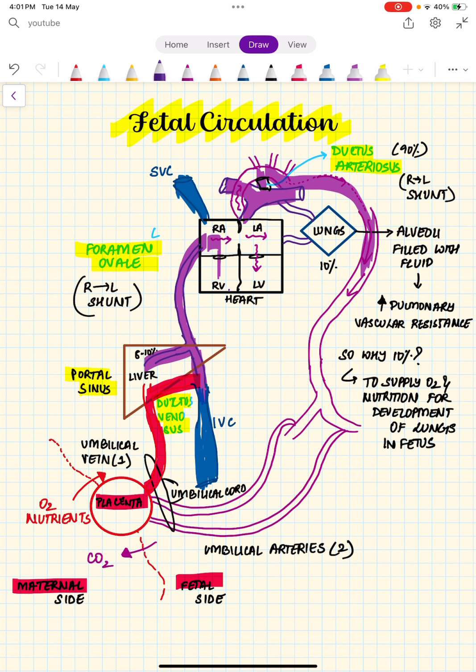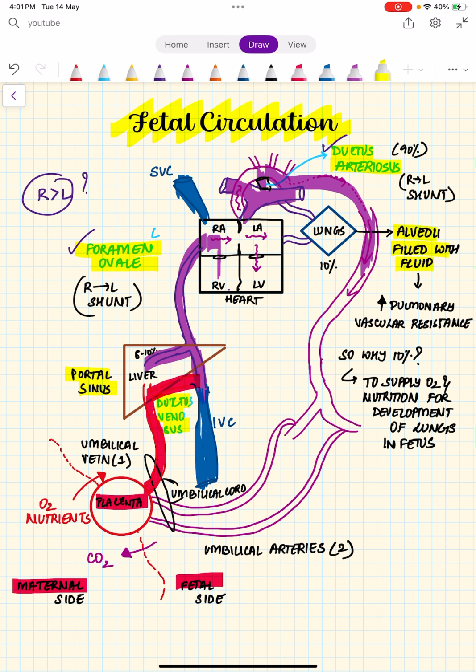Now, one thing we have to understand is both the foramen ovale as well as the ductus arteriosus, these are right to left vascular shunts. This suggests that the pressures in the right side are more than the left side. Why? The explanation comes from here.